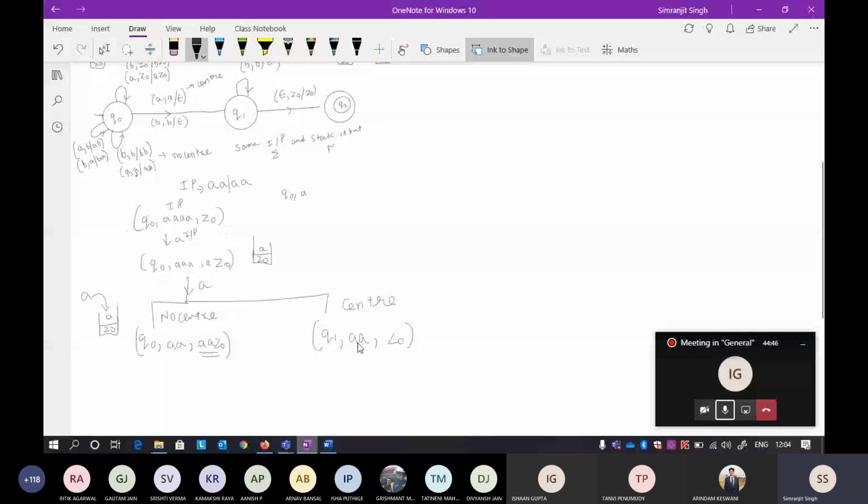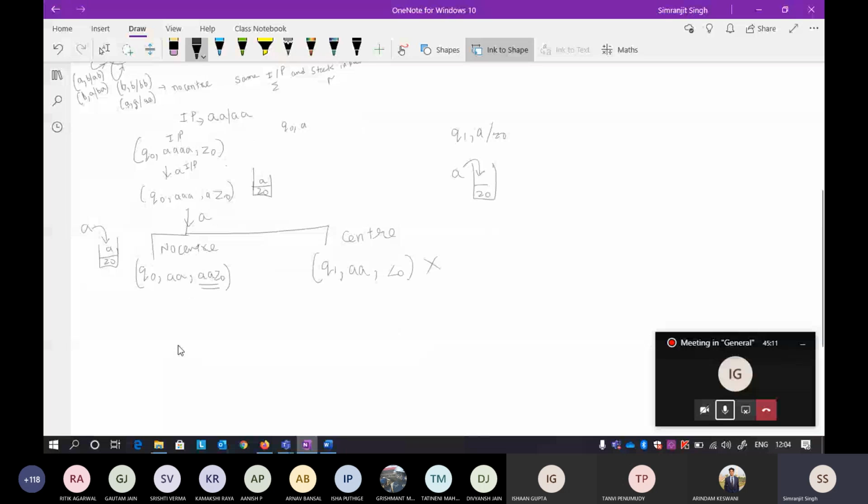Because if you see at Z naught and another input A is coming, the move is not defined here. At q1 there is no move: you are standing at the state q1, an A comes and the top of the stack there is a Z naught, so this move is not defined in q1, so it means this string is not accepted. So you stop here and again keep moving here.